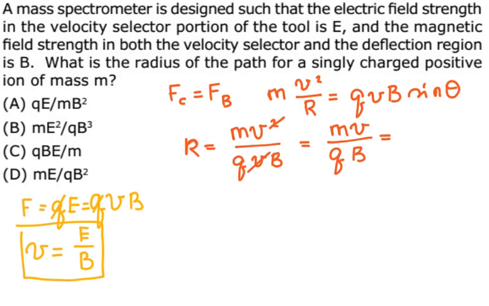So that will give me m over qB, and E over B instead of the velocity. Instead of the velocity, I'm going to have E divided by B, but I already have one B in the denominator, so that will give me B squared. And from here you see that D is the answer. So a lot of AP questions are going to be formula related, not the numbers, especially multiple choice.